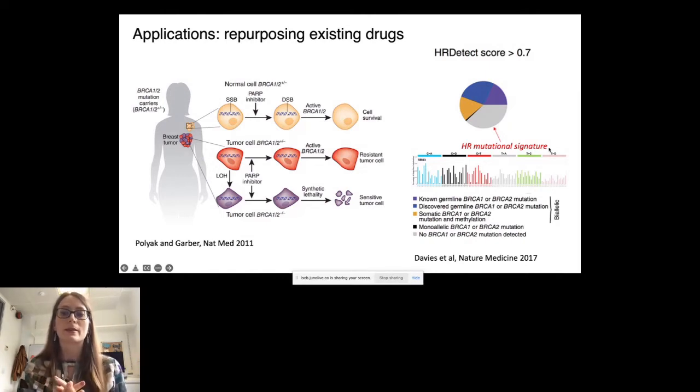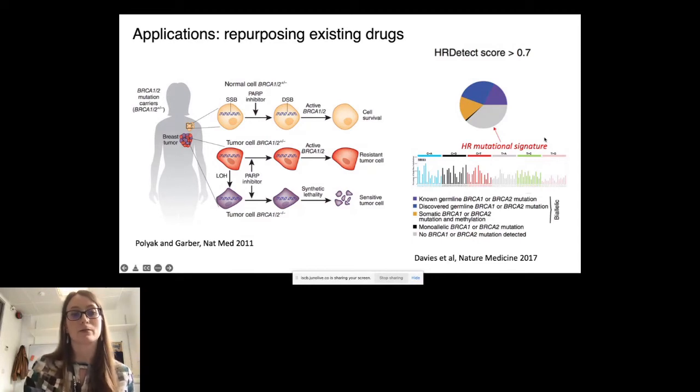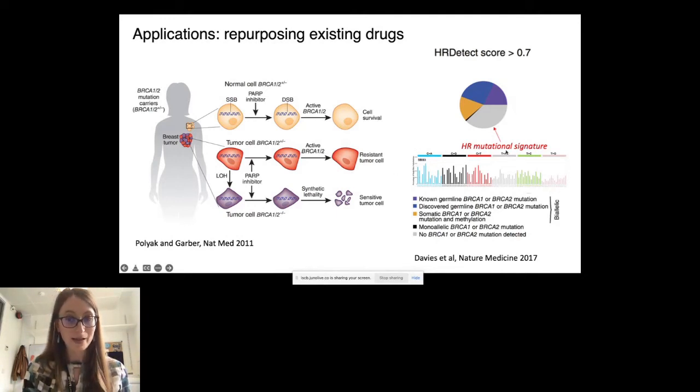Well, it turns out that there were quite a few patients who didn't have the classical mutations in BRCA1 or 2, but when analyzing their genomes, the authors found that there was this prevalent mutational signature that is associated with homologous recombination deficiency. So this is the signature shown here. And this suggested that that pathway might be impaired or sensitized in the absence of BRCA1 or 2 mutations.